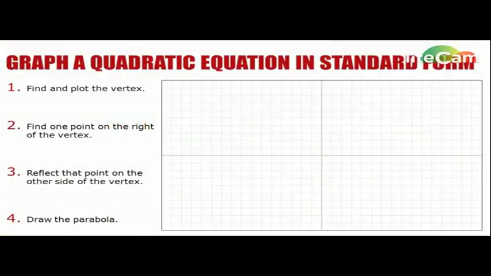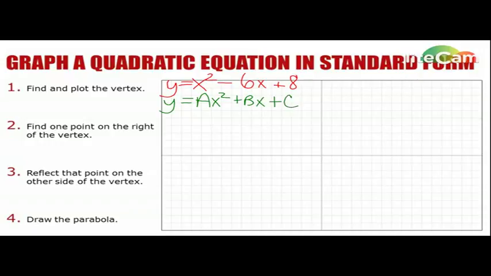Our next video in quadratics is graphing in standard form. We're going to use one of the same equations we've been doing, which is y equals x squared minus 6x plus 8. The actual format is y equals ax squared plus bx plus c. We need to know what the coefficients stand for in front of each term.